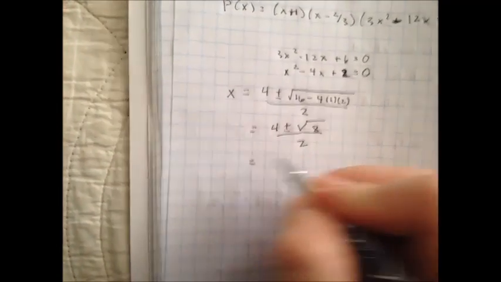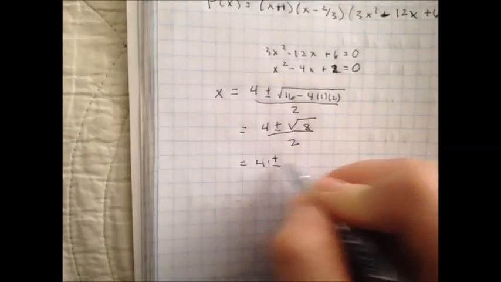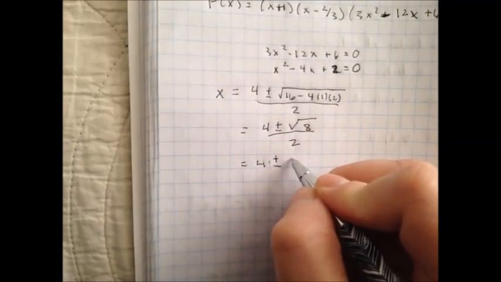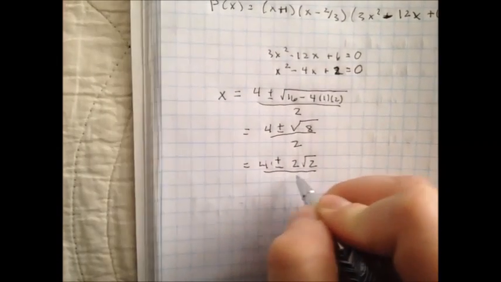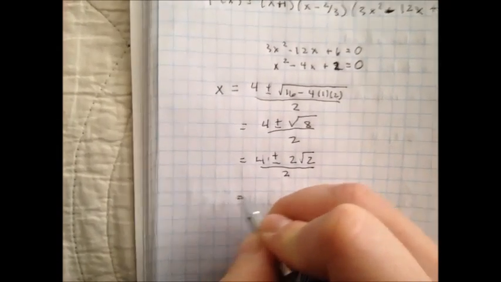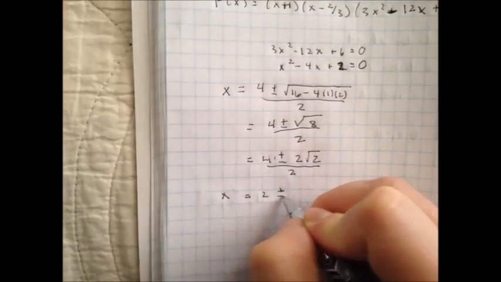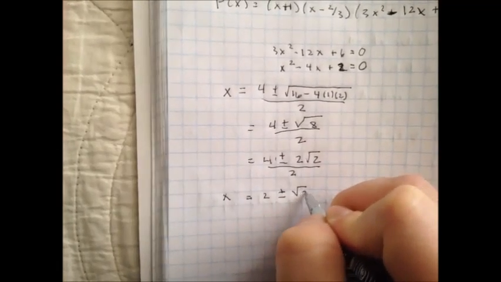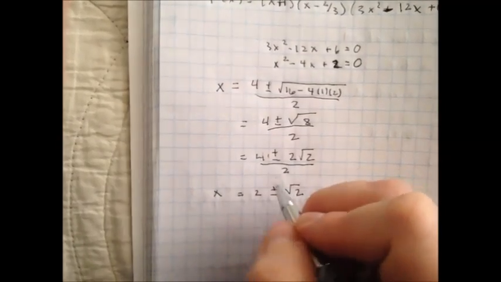So then I'm going to take 4 plus or minus the square root of 8, which is really 2 root 2. Divide all of that by 2, and then we get that x equals 2 plus or minus root 2. Because if I divide 2 into both of those, they get reduced.